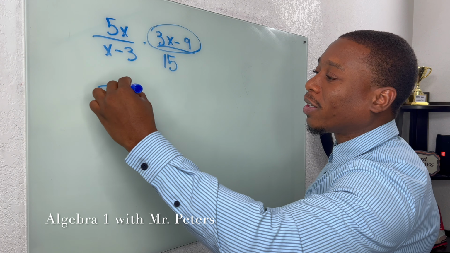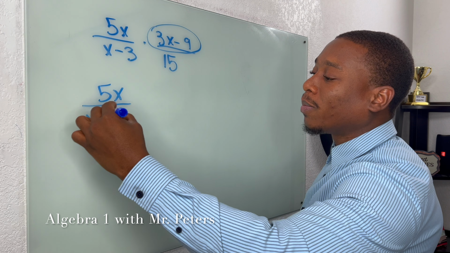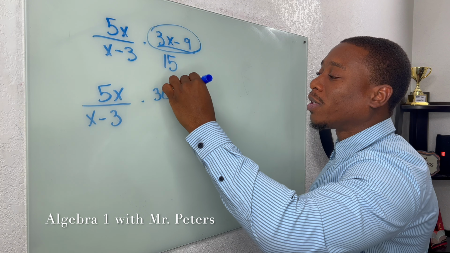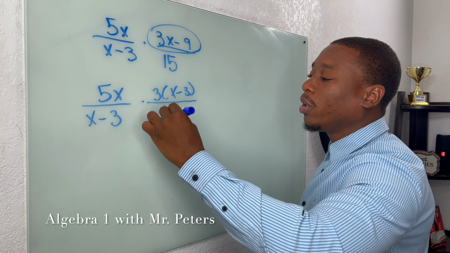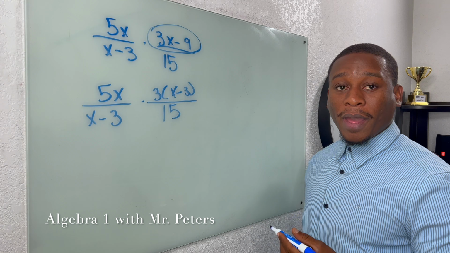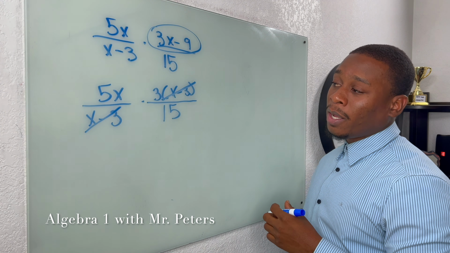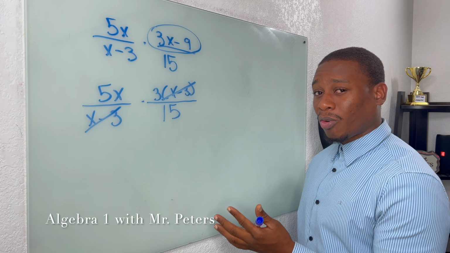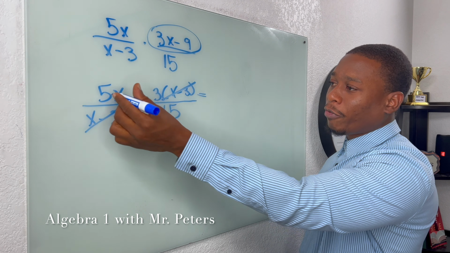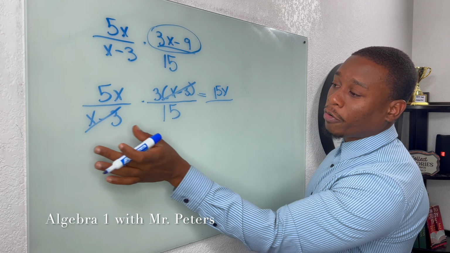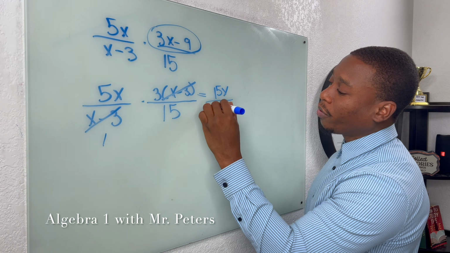So once I rewrite this, we have 5x times (x minus 3) multiplied by 3 times (x minus 3). All we could do is pull out a greatest common factor. So once I do that, x minus 3 is gone, and we could multiply straight across, right? 5x times 3 gives me 15x. This is all over 15 because this is just 1 here.